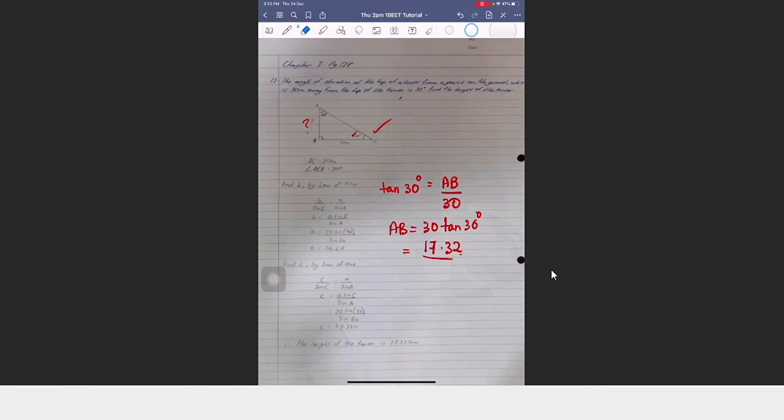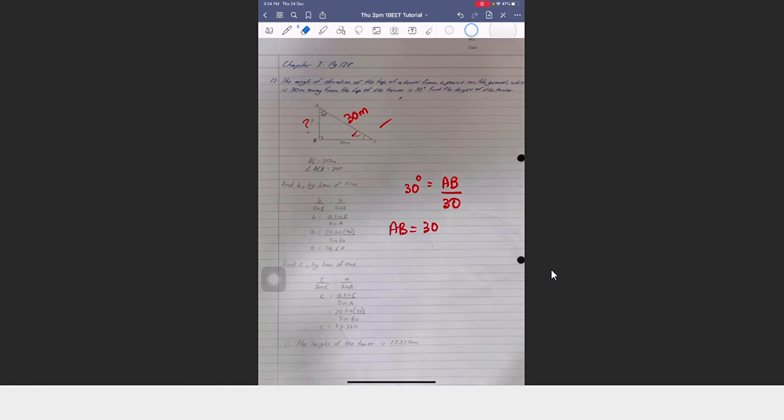Actually, when they say 30 meters from the top, it means it's not 30 meters distance between the tower and the bottom here. It is not from this to this. It's actually from the top to the ground. So that is 30 meters, which means it's not tangent. Then it's a sine.